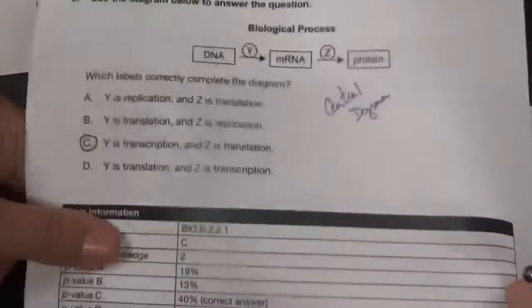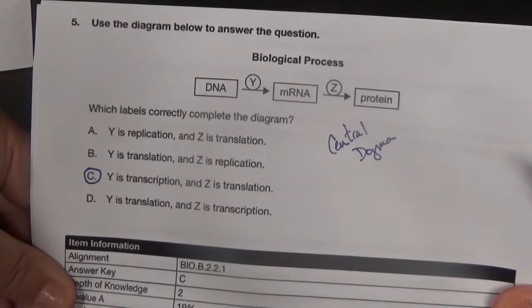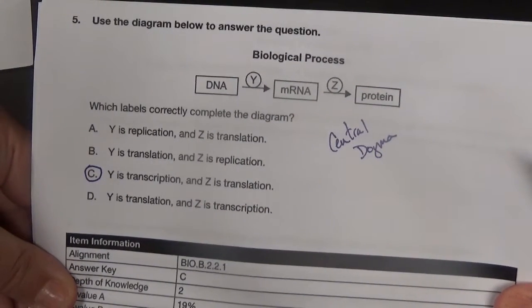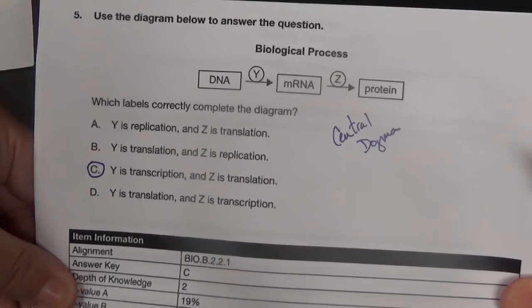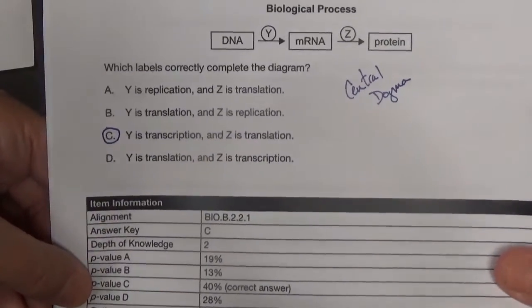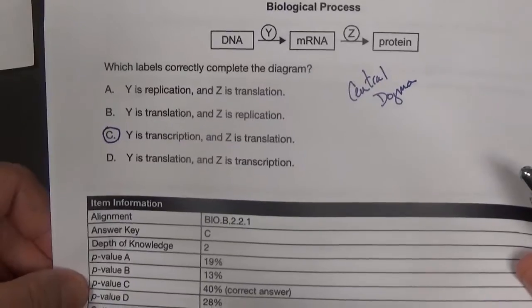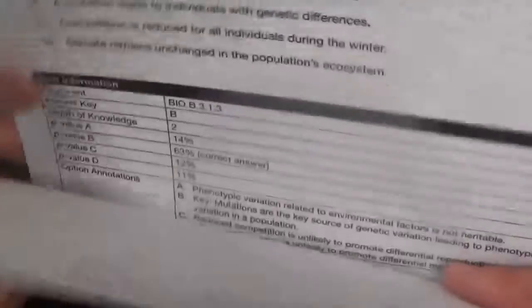Okay. I feel like this is going to be an easy one for you guys because we speak often about the central dogma, but which label correctly completes the diagram? And if we look down to letter C, Y is transcription, Z is translation. What makes me sad though is that only 40% of students in Pennsylvania got this correct last year, and I think you guys are going to all get it correct. So there's that.